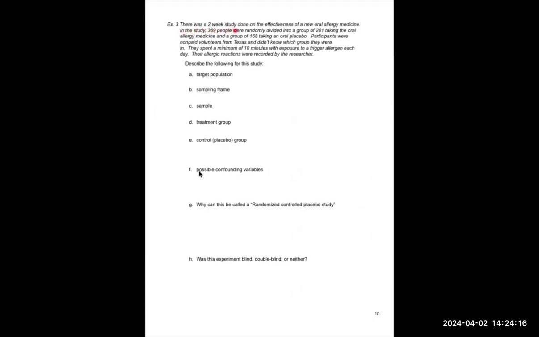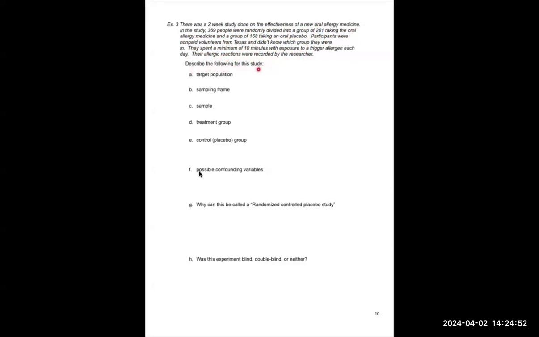There was a 2-week study done on the effectiveness of a new oral medicine. In the study, 369 people were randomly divided into a group of 201 taking the oral allergy medicine and a group of 168 taking an oral placebo. Participants were non-paid volunteers from Texas and didn't know which group they were in. They spent a minimum of 10 minutes with exposure to a trigger allergen each day. Their allergic reactions were recorded by the researcher.